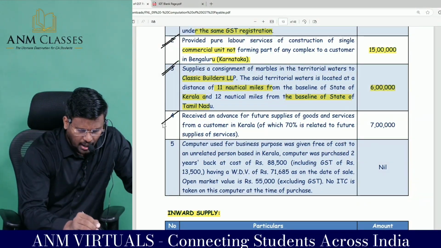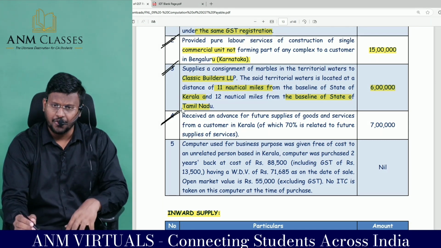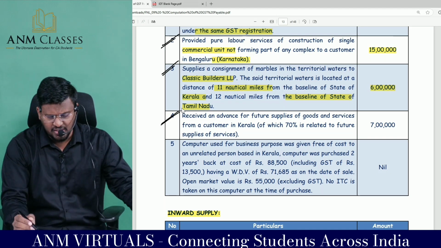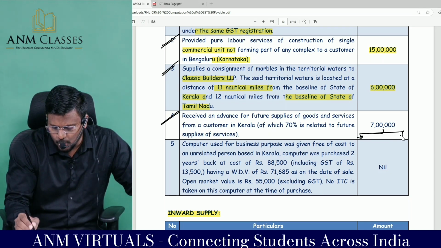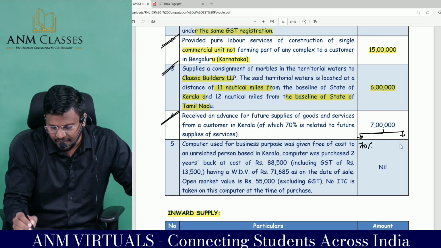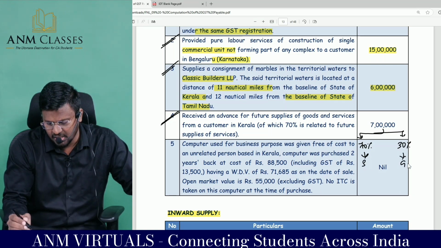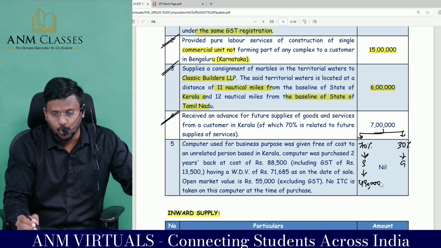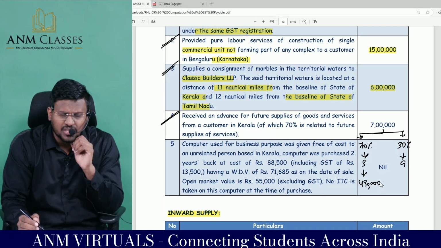Received an advance for future supply of goods and services from a customer in Kerala, of which 70% is related to future supply of what? Services. So 7 lakh has to be classified into two categories, 70% and 30%. 70% is for services and 30% is for goods. So 7 lakh into 70% comes to 4,90,000 rupees is the advance for services.